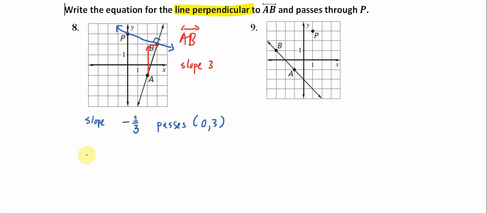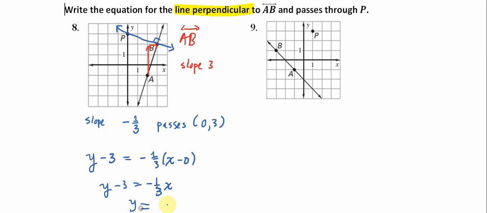Now with the slope and the point, we can use point slope form. y minus 3 equals negative 1/3 times the quantity x minus 0. We'll just simplify it a couple steps further. That 0 goes away, so we have negative 1/3 x. And then we can just add 3 to both sides to get y entirely by itself. So there we have it.